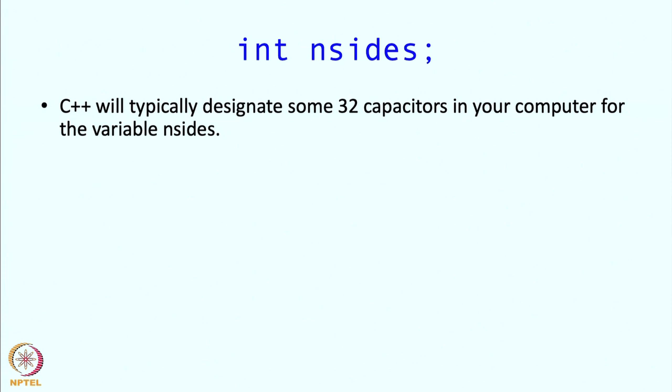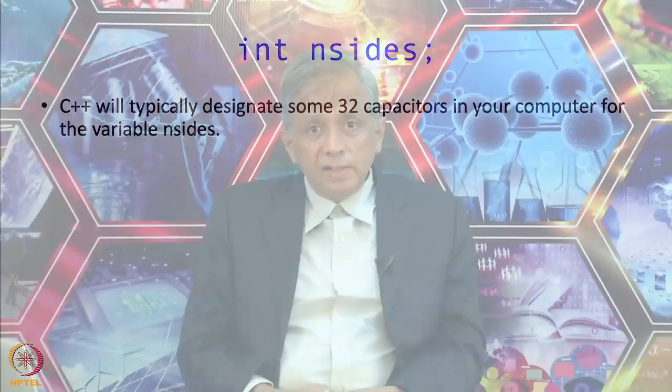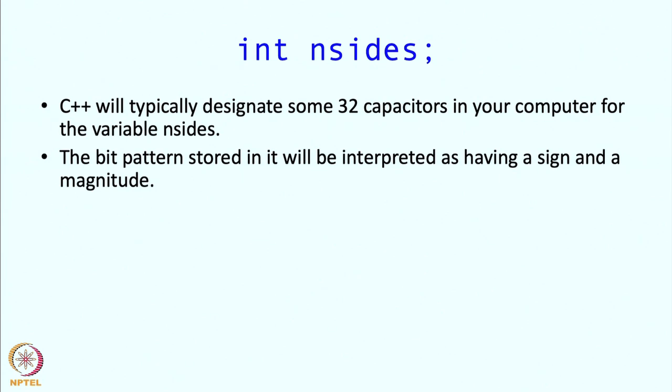In our very first lecture, you wrote this statement, int nsides. When your program executes, I want to tell you what is going to happen. C++ will typically designate some 32 capacitors in your computer for storing the variable nsides. Later on, when you refer to nsides, the computer will refer to these specific capacitors, and the value stored in these capacitors, the bit pattern, the low-high charges, or the 0-1 values stored on each charge, will be interpreted as a positive or a negative value.